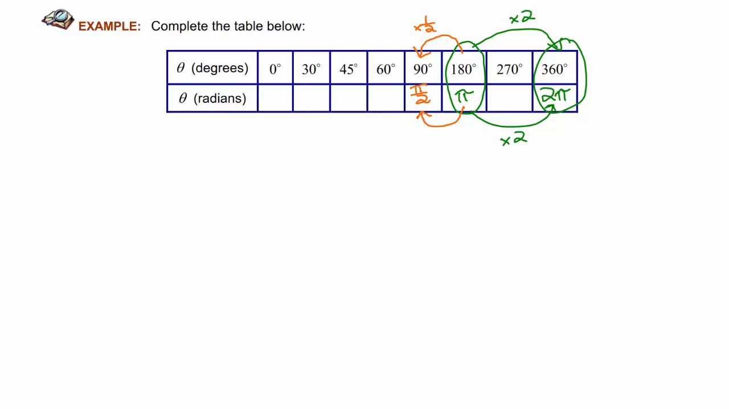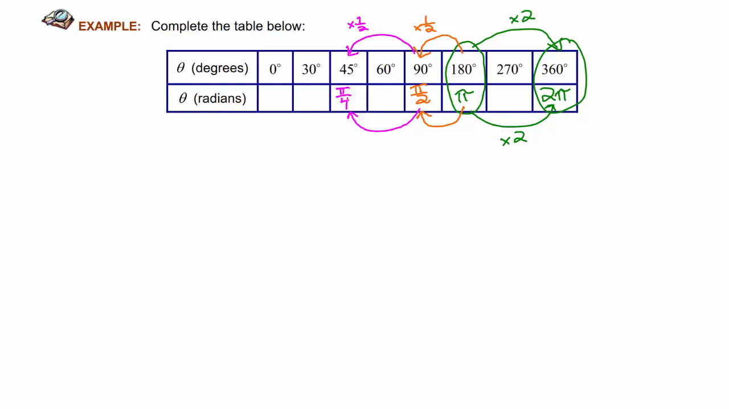Let's do one more. In fact, we could take half of 90 degrees to get 45 degrees. So why don't we take half of pi over 2 radians to get pi over 4 radians? The relationships are proportional to each other. So once we establish one relationship, we could quickly find all sorts of other relationships.